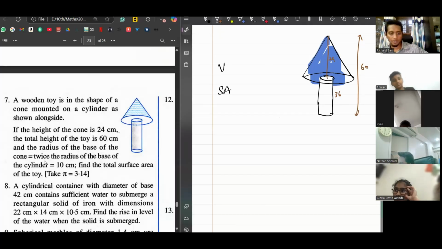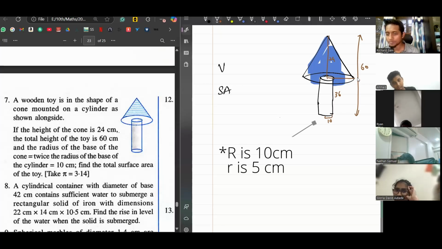Okay, then what else is given? The base of the cylinder is 10 centimeters. From here to here, that is 10 centimeters, and from here till here, that is double of that, no? So that is 20 centimeters. Do we need anything else? No, we have everything that we need. Okay, so now let's find the total surface area.